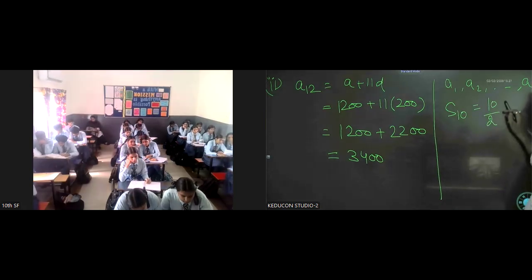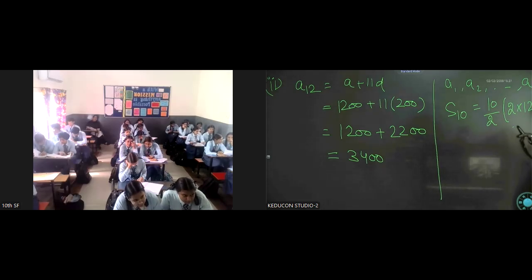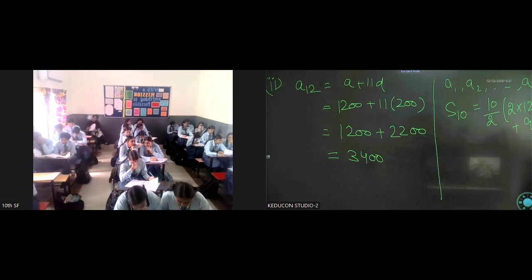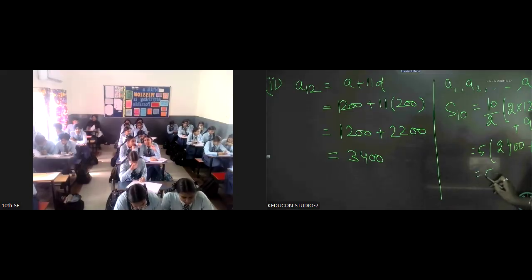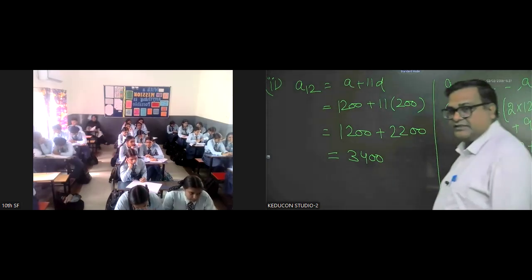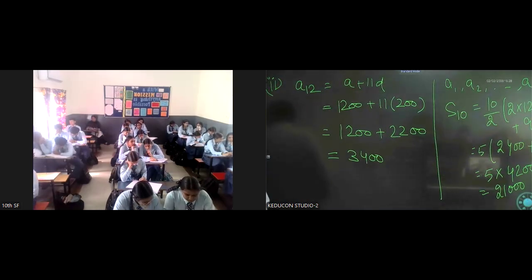N by 2, 2A plus N minus 1, 10 minus 1, 9 into D. So this comes out to be 5, 24 plus 18, 42. That comes out to be 21,000 cars that will be produced in the first 10 years.